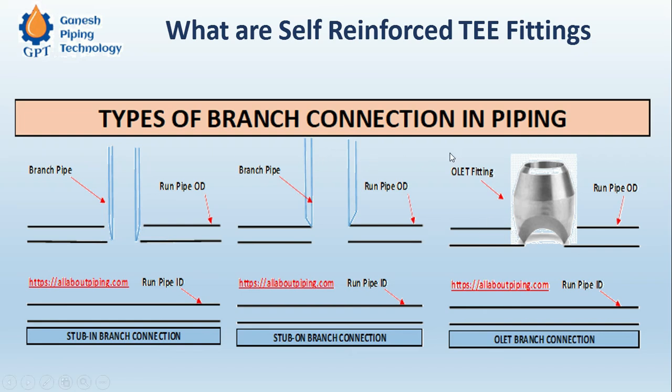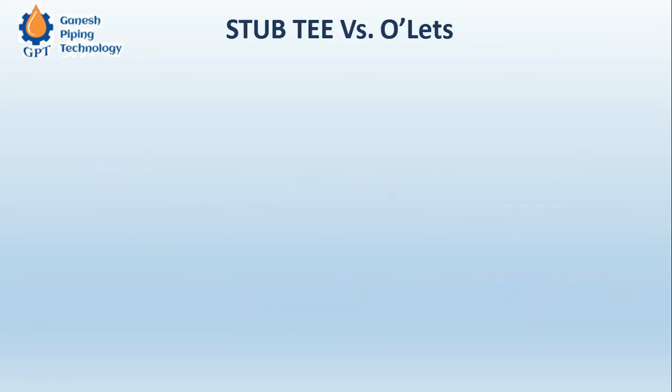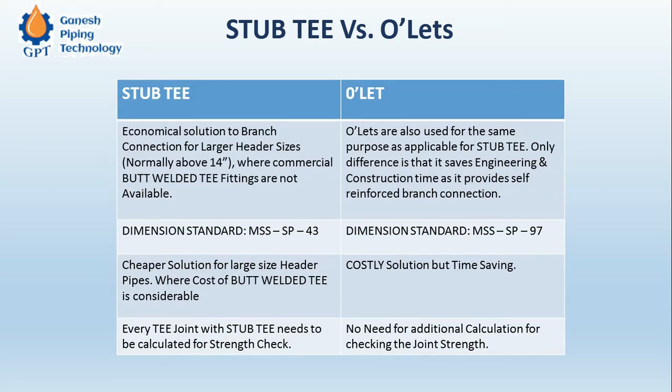So this is called the self reinforced fitting. This is the OLED connection, and these are the stub connections. So now we will move forward and see what is basically the difference between the stub T and the OLEDs?